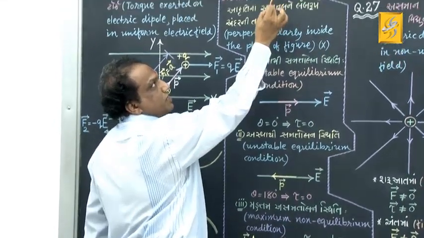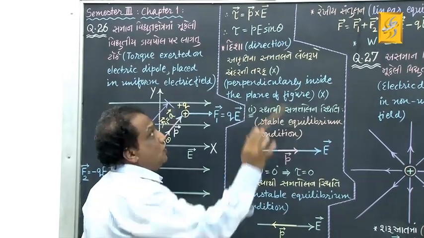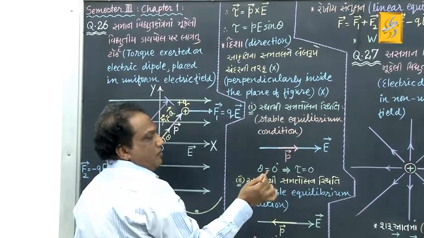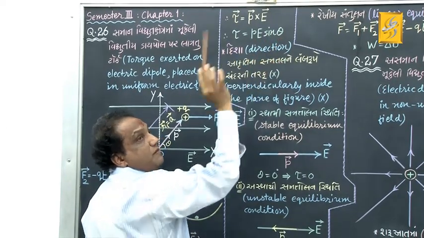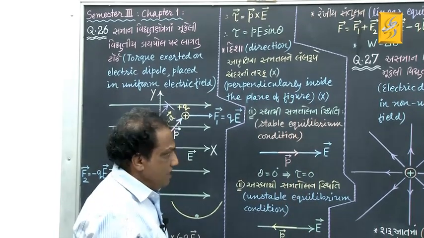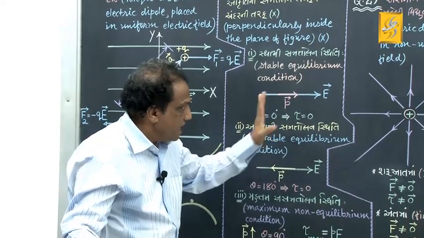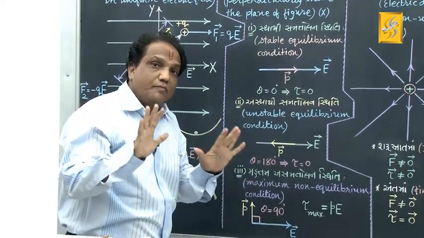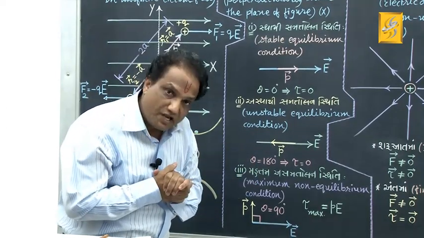And when theta is 0 degrees, sine 0 is 0. That's why tau will be 0. Place theta equal to 0 here, then sine 0 is 0, so tau will be 0. And when tau is 0, meaning in this condition there is no torque exerted on this dipole, and hence it would prefer to remain in the same condition without rotation, correct?